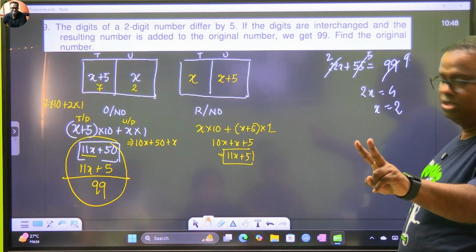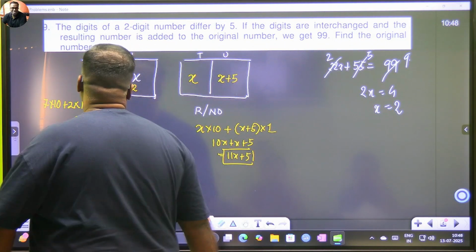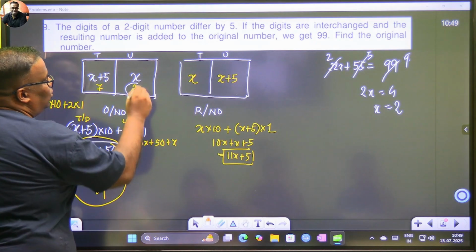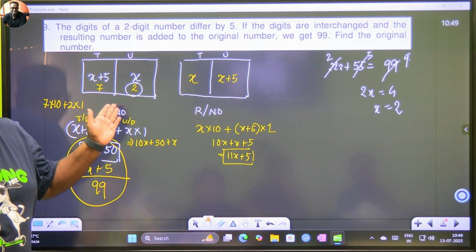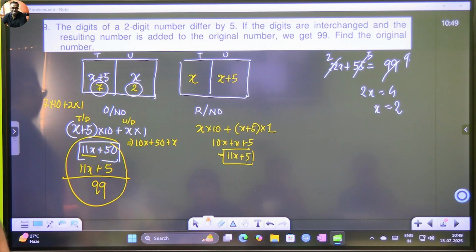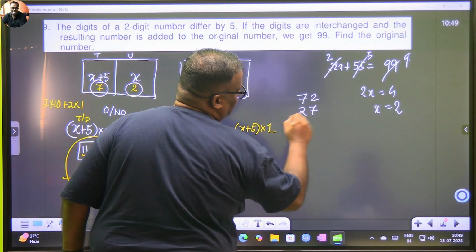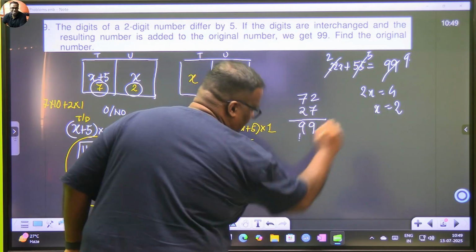x is 2. They have asked you to find the original number. So the original number should be how much? Oh, it actually came to what we had taken, 2 and 7. So our original number is 72. Now just try to see: if we reverse 72, it becomes 27. Add them, 99. Bingo, we are correct.